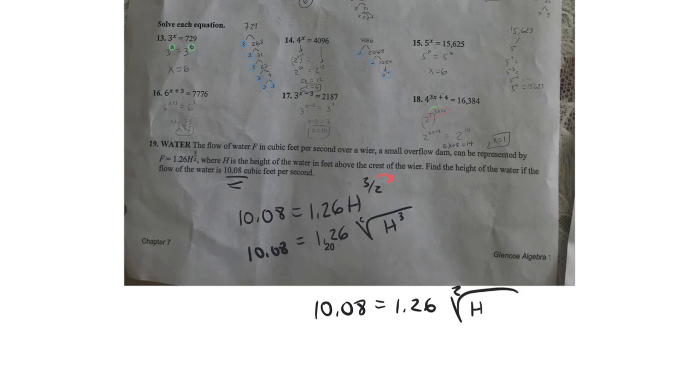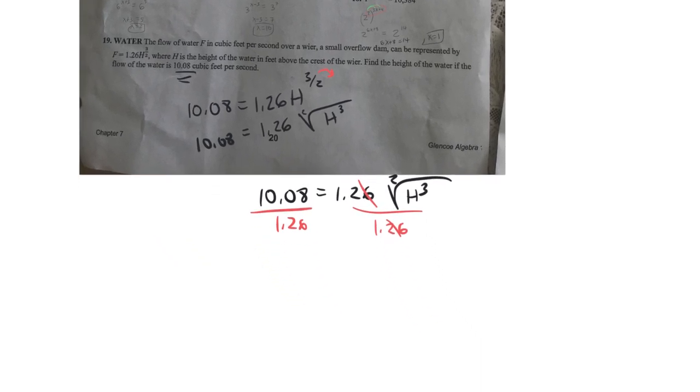Square root of h cubed. I feel like we could definitely divide both sides by 1.26. That would cancel that. And it is the case that 10.08 divided by 1.26 is 8. So we have 8 equals the square root of h cubed. This is a strategy that we have yet to cover, but we're trying to solve for this red h.